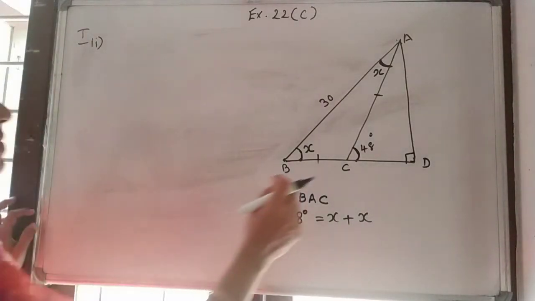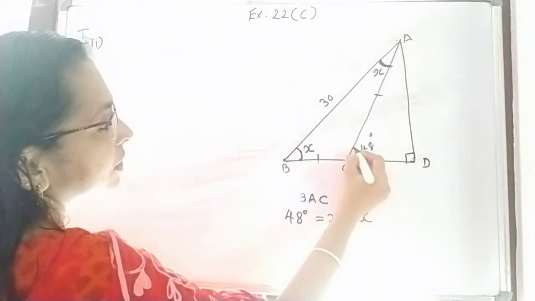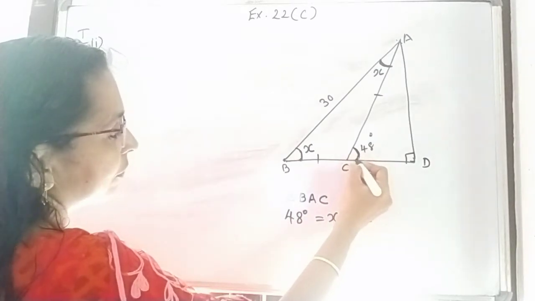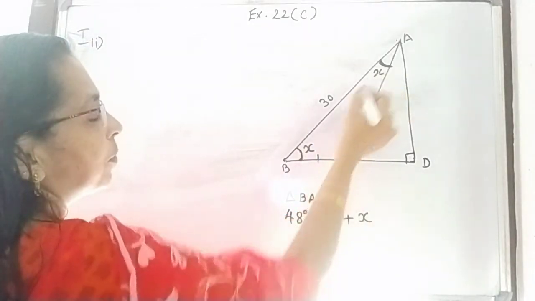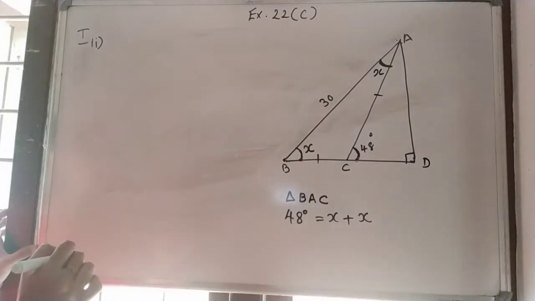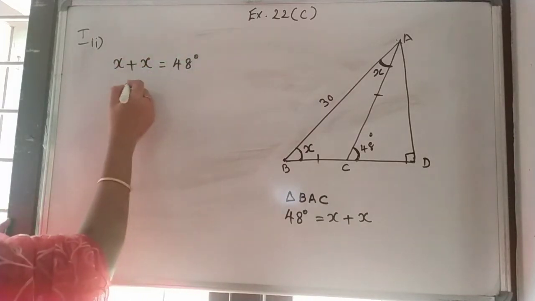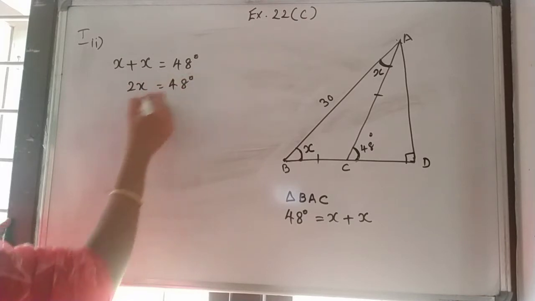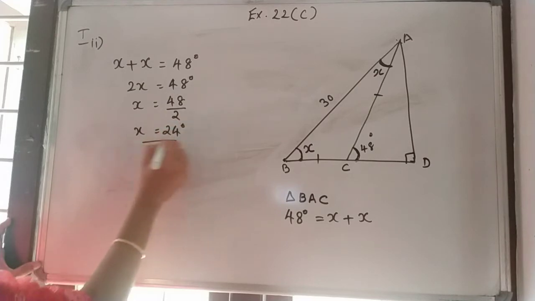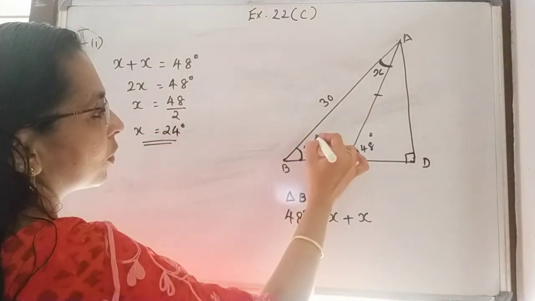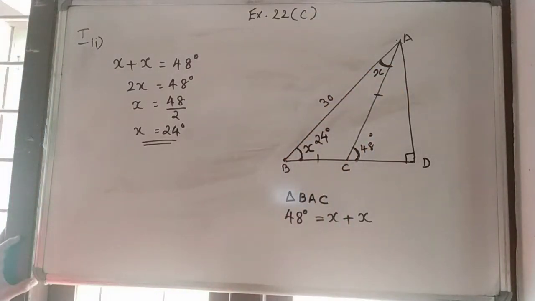Understood? So if we consider triangle BAC, this 48 is the exterior angle of triangle BAC. So exterior angle is equal to sum of opposite interior angles. So x plus x, we can write as 48. From there we will get 2x is equal to 48 degrees. So x is equal to 48 divided by 2. That is x is equal to 24 degree. Here we will get 24 degree, here also it will be 24 degree.